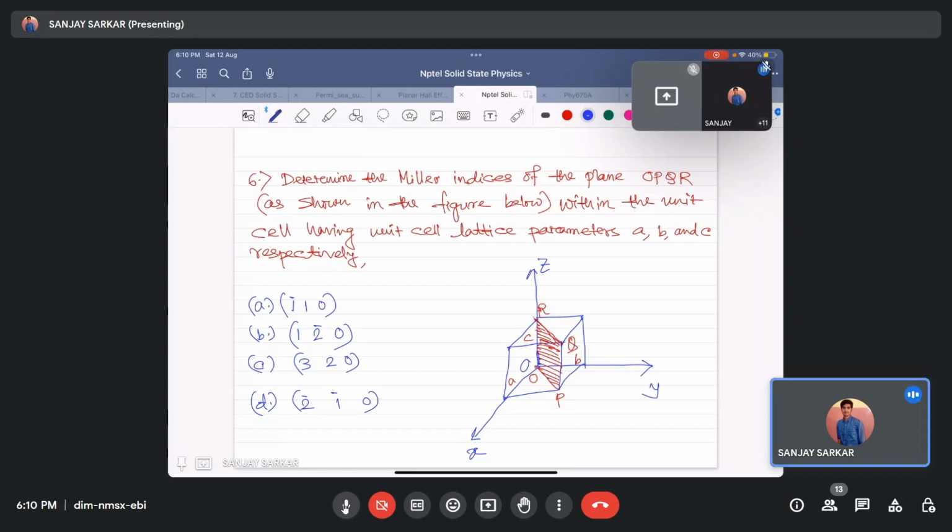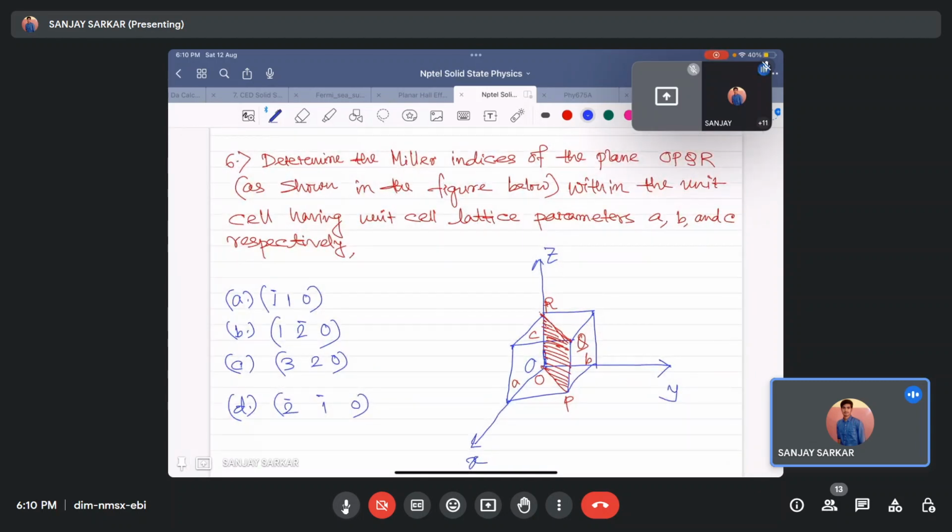Okay, so to find the Miller indices, you need to find the intercepts of the plane along each of these axes. From this plane, you can't easily see what the intercepts are. But you know that for parallel planes, the Miller indices are the same. So if you shift this plane slightly in a parallel way, then you can see that along the z direction it doesn't have any intercept, but along the x and y directions it has intercepts. It will intercept along the y direction at 1 unit, and along the negative x direction it will have an intercept.